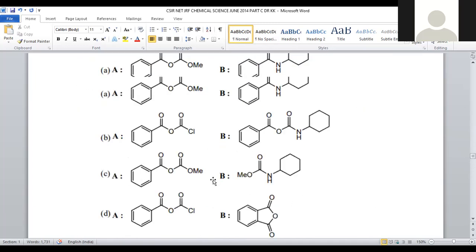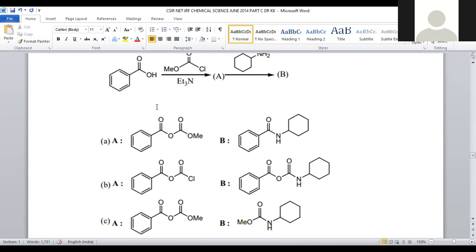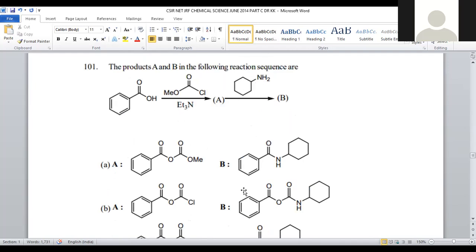Compounds A and B are exactly given in option number 1. An ester type of linkage is given, and on further treatment with this amine, we get the amide compound by discarding the side chain. So it will be a benzene with C double bond O, C double bond OMe, and compound B will be the amide. It is a benzamide derivative. This is known as a benzamide derivative. For question number 101, option number A is the correct answer.